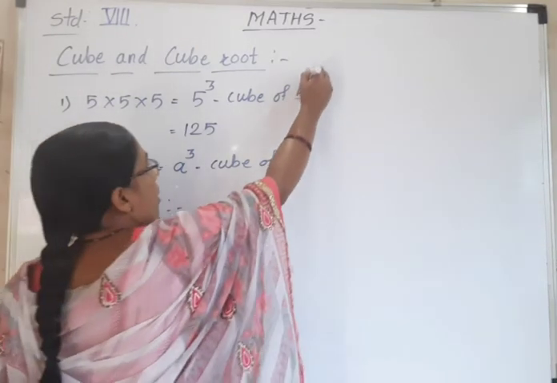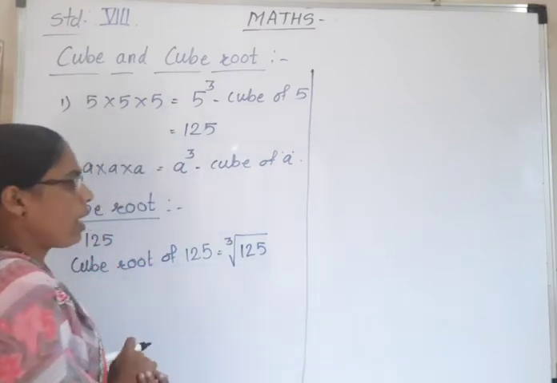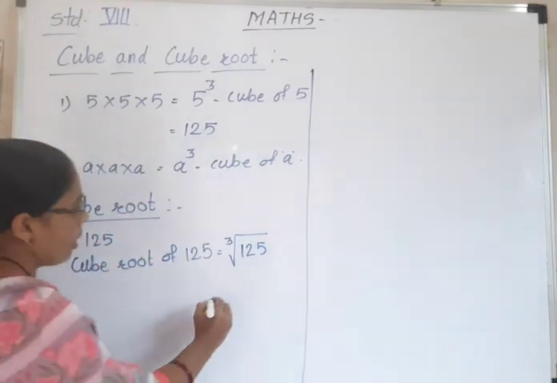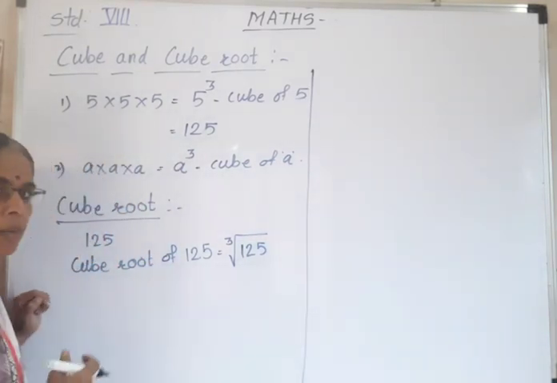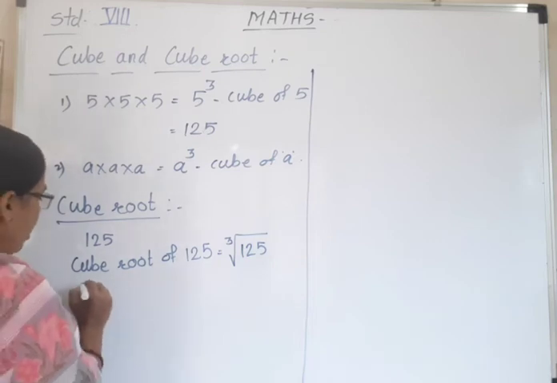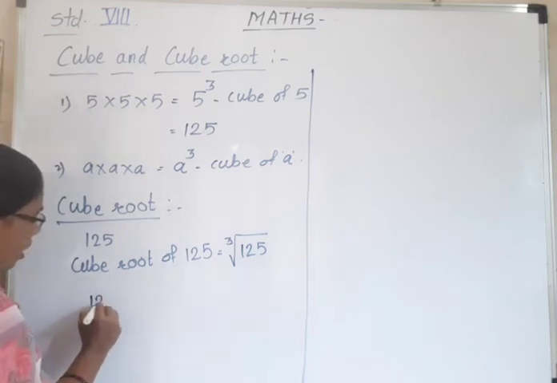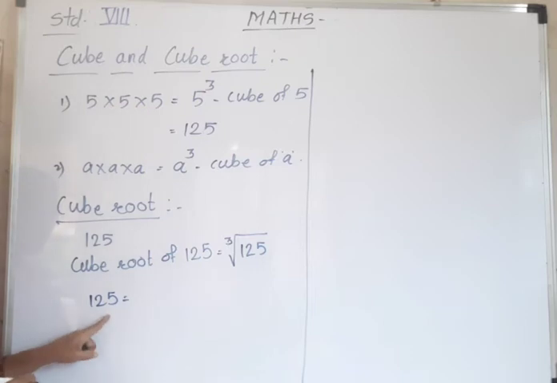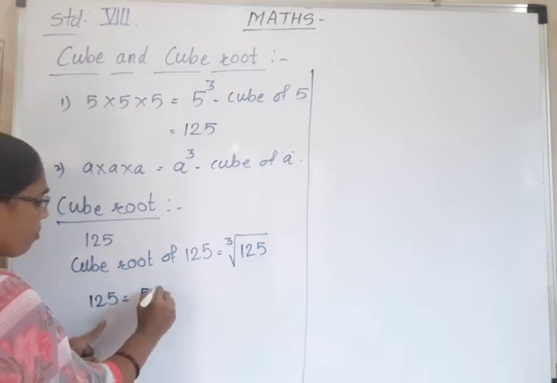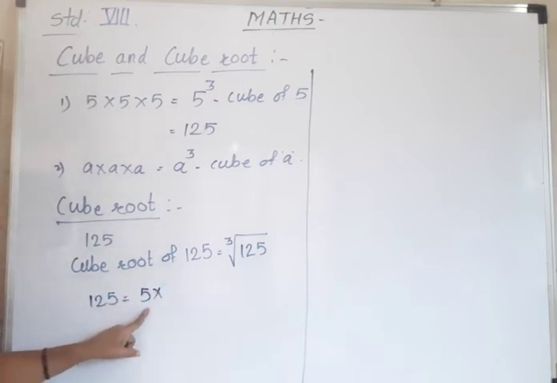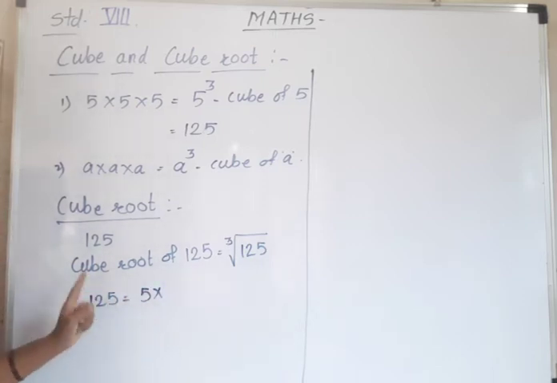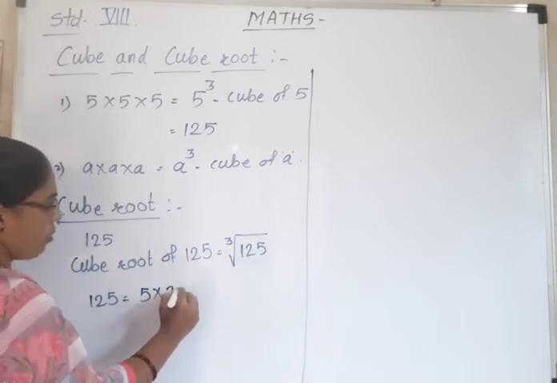Then how to find this cube root? We have to write the prime factors. Prime factors can be found by the horizontal method or by the vertical method. Now I am telling both methods here. 125, as 5 is in the unit place, this number is divisible by 5. So 5 into 25, 25 5s are 125. That's why here it will come 25.